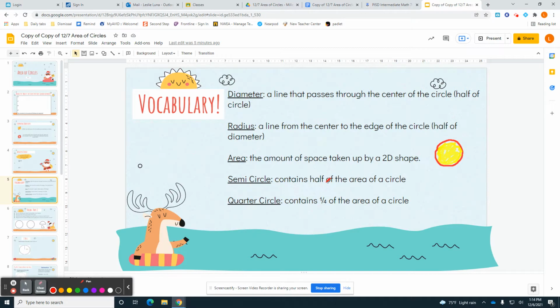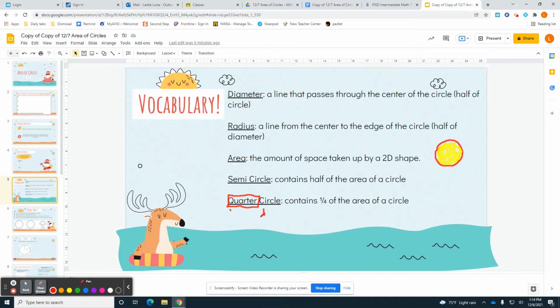Okay. And then some other quick differences you have are semicircle. A semicircle is basically half of the area of the circle, so it's gonna contain only half of it. When you see what a semicircle looks like, you're gonna realize that it looks like half a circle. And then you have a quarter circle, and that is 1/4 of the area of the circle. The hint here is quarter. How many quarters do you have in a dollar? 4.